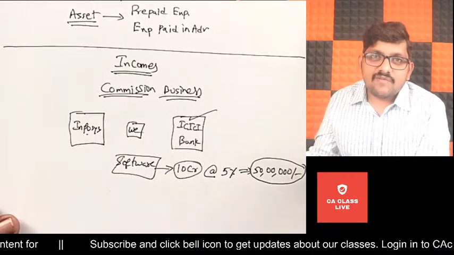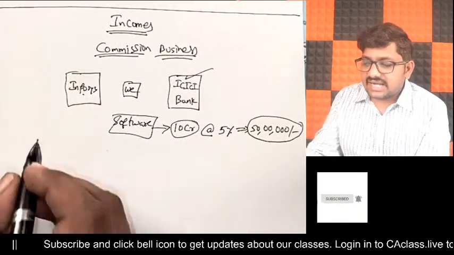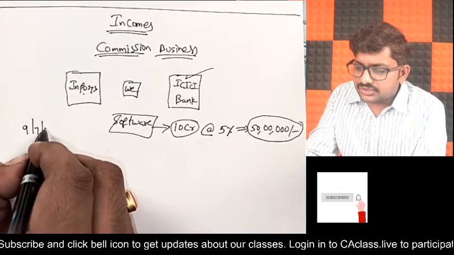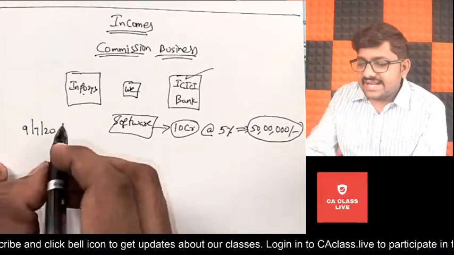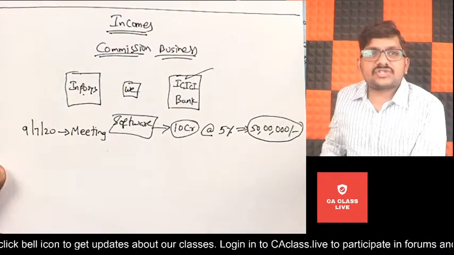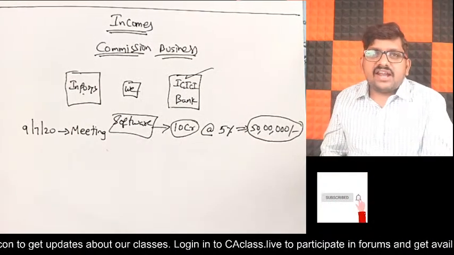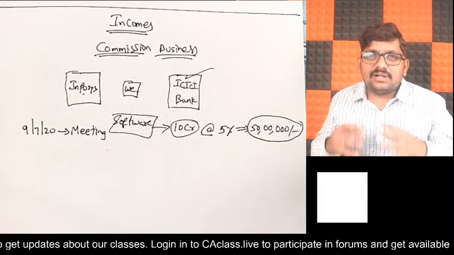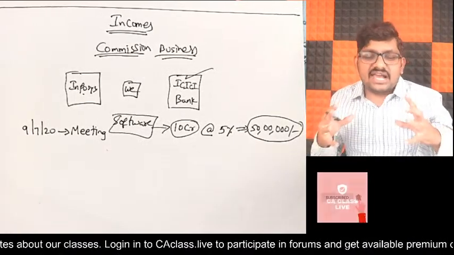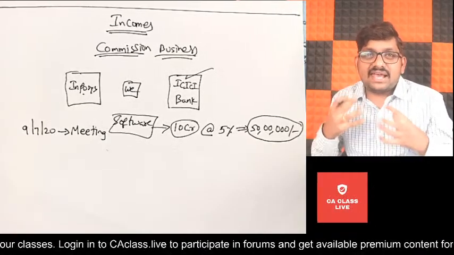Got it, friends? Now, for you to understand, I will take some dates and explain. Let us understand. What is today's date? Today is 9th of July 2020. On this date, imagine the meeting has taken place. The meeting went on extraordinarily, where the Infosys and ICICI Bank people, the delegates who came from these banks, have become close friends, like very close friends now.